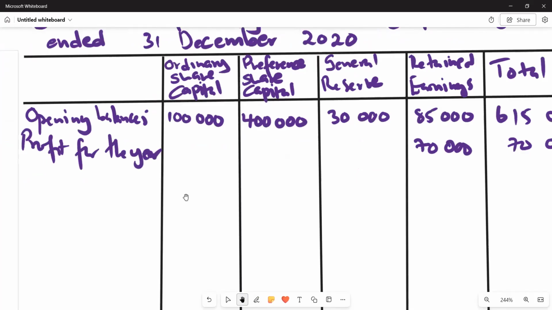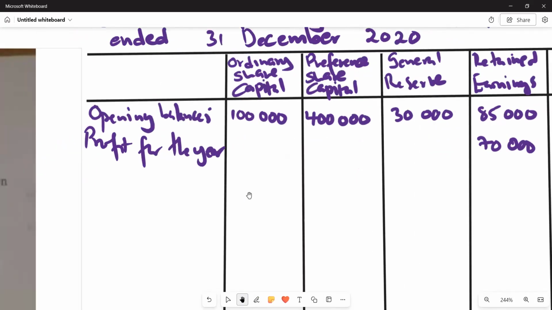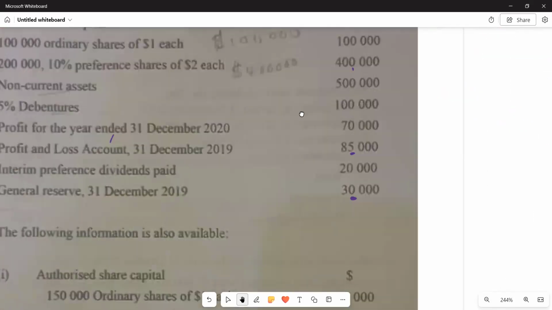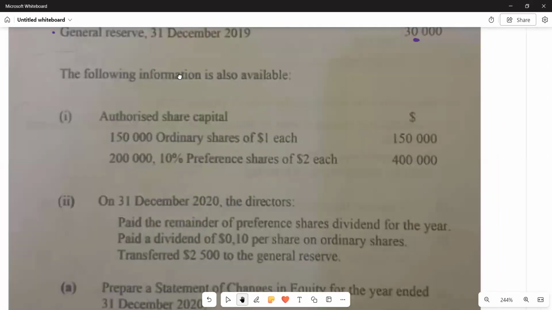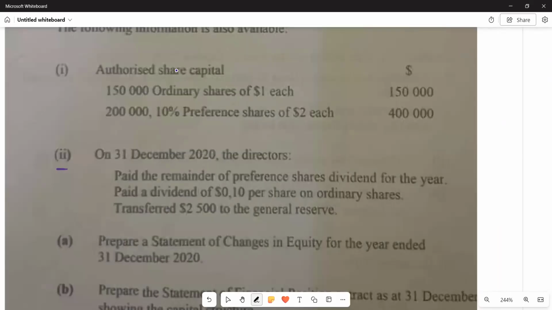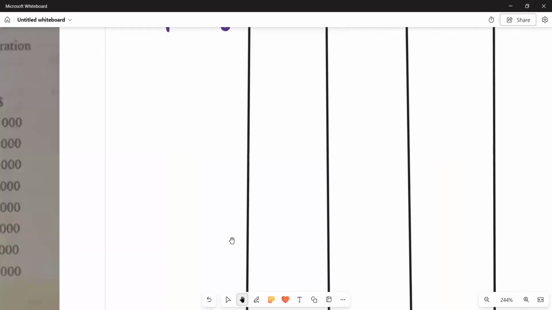Then after that, we are also trying to understand if we have any transfer to the general reserve. If you come here, you'll see that we have a transfer in the additional information. Go to item 2 on the last part: transfer $2,500 to the general reserve. Remember, whenever a transfer is taking place, we take it from the retained earnings and put it in the transfer to the general reserve. In other words, it increases the general reserve balance, but decreases the retained earnings. So we can demonstrate what is required.